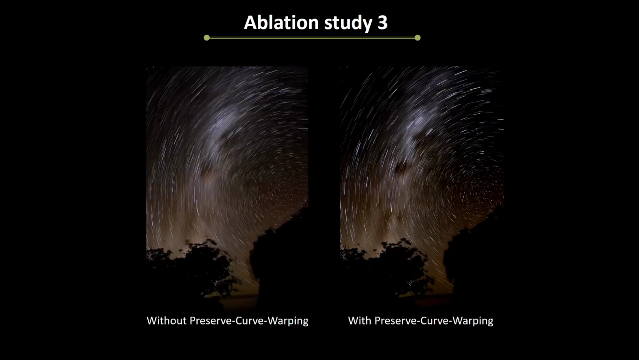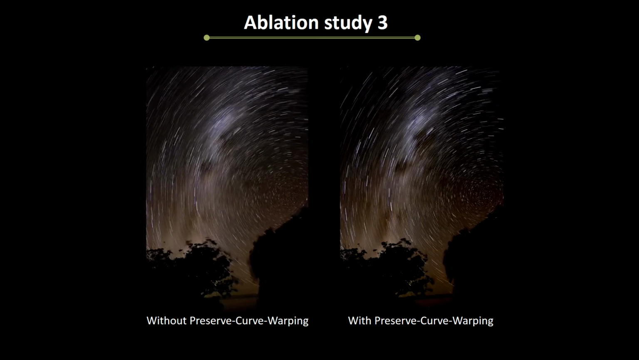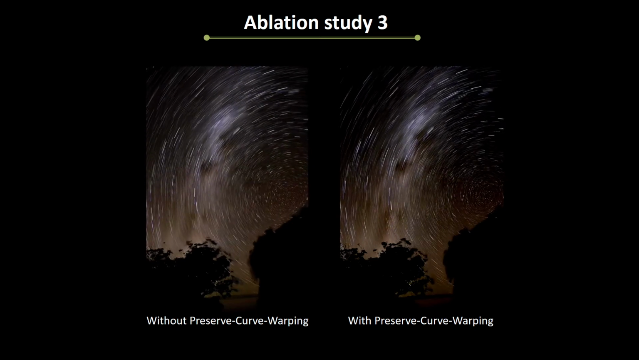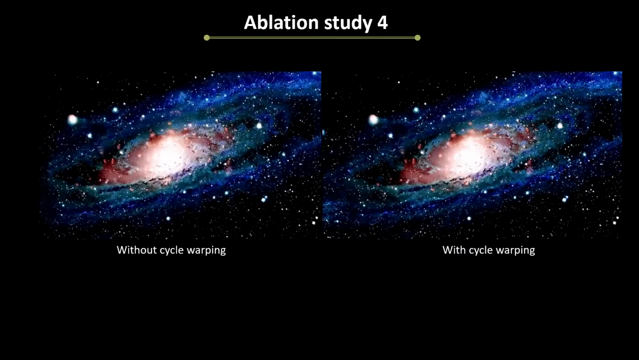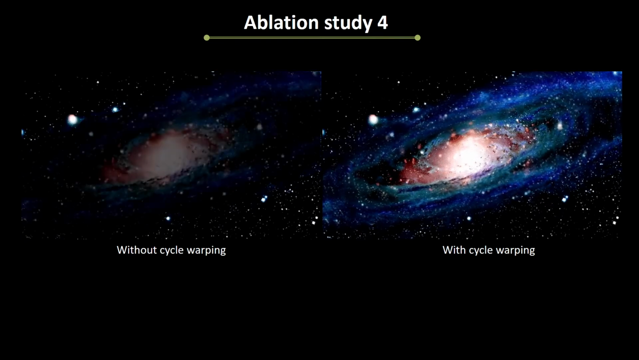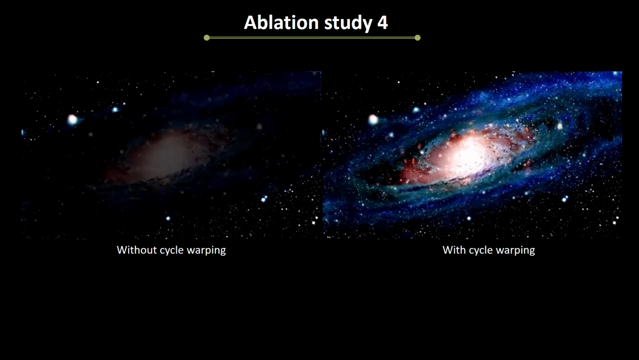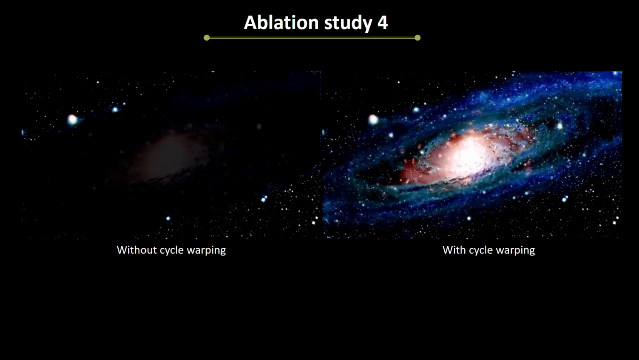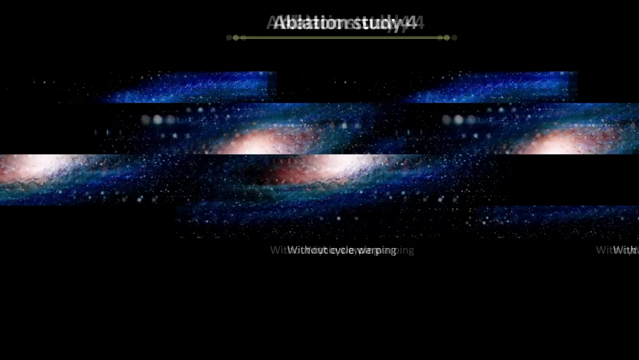Here is the ablation of the preserve curve warping algorithm. Obviously, the curvature in the resultant motion is damaged without the preserve curve warping manner. And here is the ablation of cycle warping. Without the cycle warping manner, pixels abruptly move backward from the terminal point to the starting point in the cycle. This discontinuity appears simultaneously for every pixel in the image, making it a very noticeable artifact.